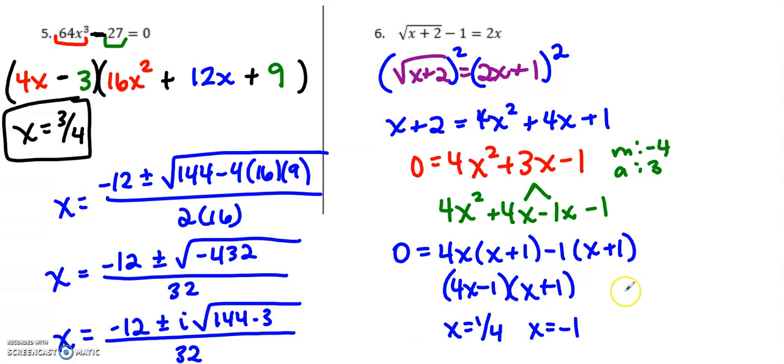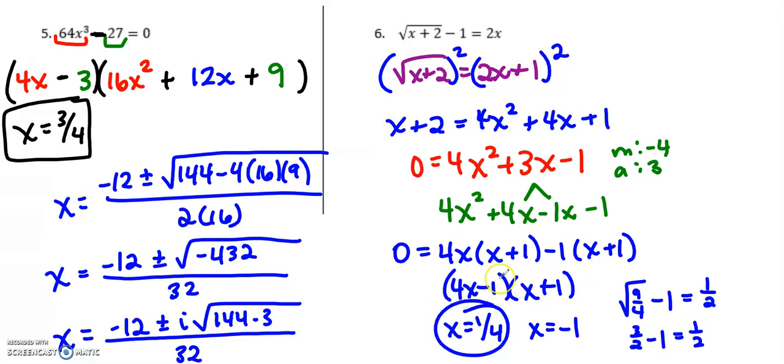So the square root of 2 plus 1/4 would be the square root of 9/4, minus 1. Is that equal to 1/2? Well, that would be 3/2 minus 1 equals 1/2. This one works out. If you plug in negative 1, you end up with the square root of 1 minus 1 equal to negative 2. That seems absurd. Not going to work out. So 1/4 is your final answer. That works.